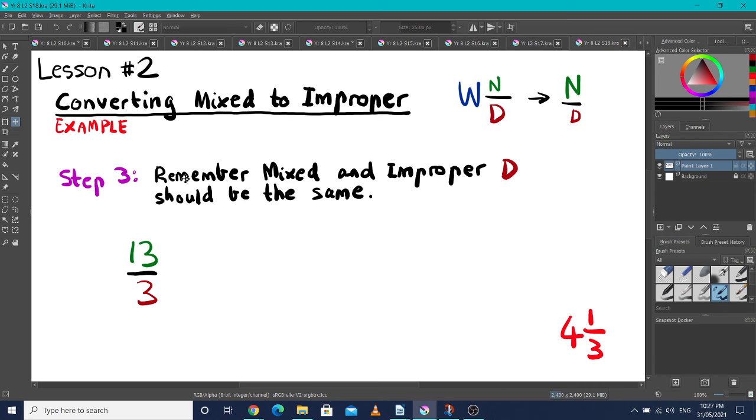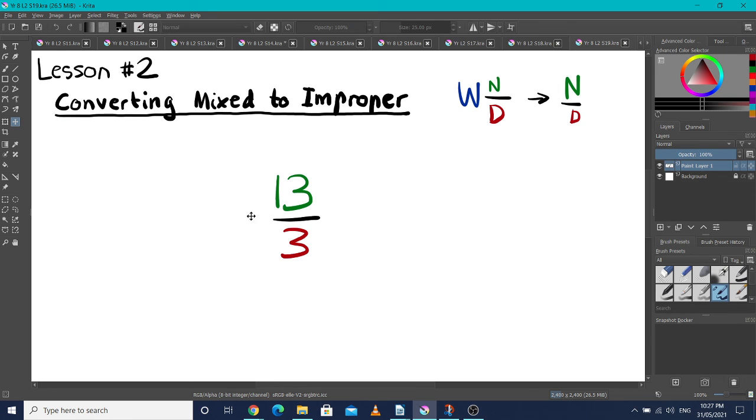And then step 3, remembering that the mixed denominator and the improper denominator must be the same. So the denominator of our improper fraction will be 3. So our final answer for converting 4 1/3 to an improper fraction is 13/3.